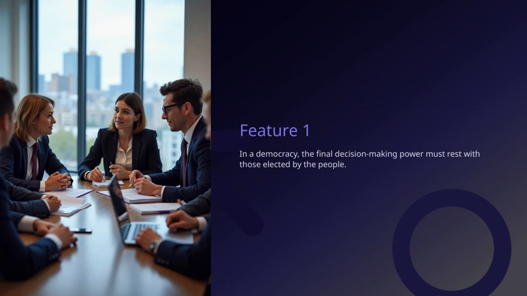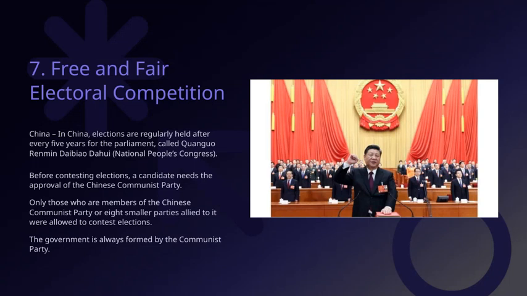Let's talk about electoral competition in China. Every 5 years, China holds elections for its parliament, known as the Quanguo Renmin Daibiao Dahui, or the National People's Congress. However, these elections are quite different from what you might see in other democracies. Before a candidate can even contest these elections, they need to get approval from the Chinese Communist Party. This means that the party has significant control over who can run.